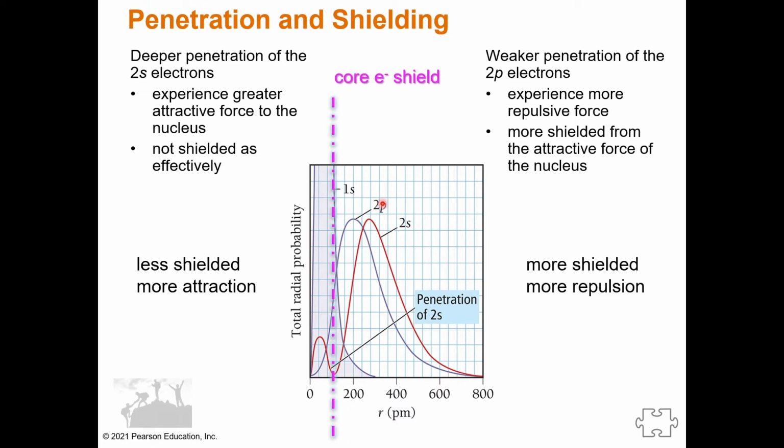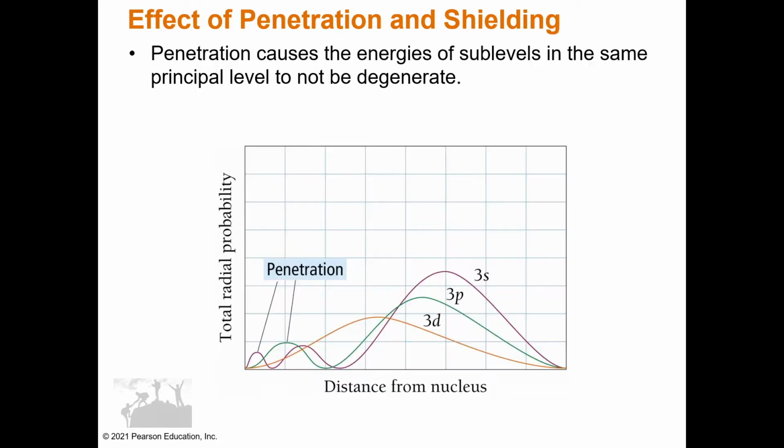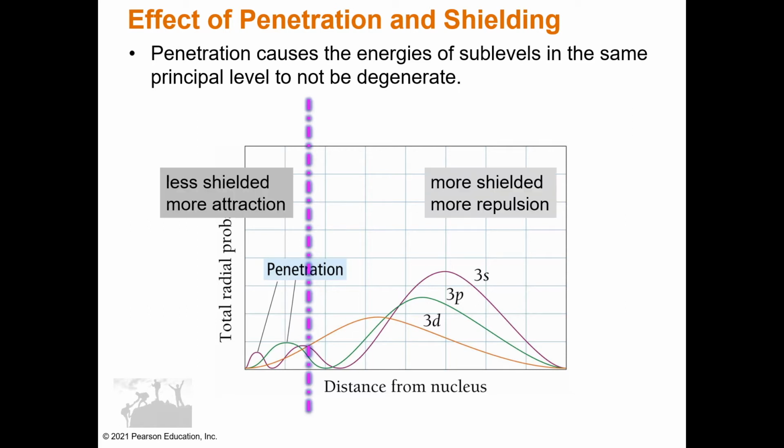These electrons in the 2p orbital, they cannot penetrate through the core electron shield. So those electrons, these 2p electrons, are considered to be more shielded, and they would feel more repulsion because you have two negatively charged particles coming together. They're going to experience repulsion. Even when we move up to n equals 3, these subshells, 3s, 3p, and 3d, they're also not in the same energy level. So here, let's just say that this is where our core electron shield is located. The 3p and 3s orbitals can penetrate through this shield.